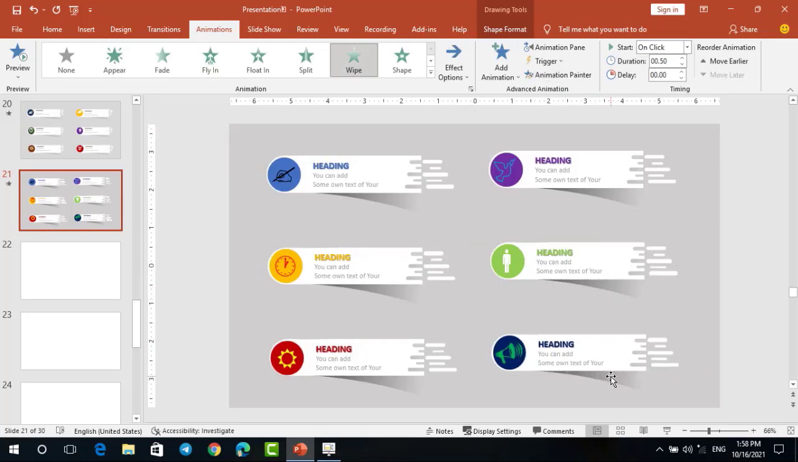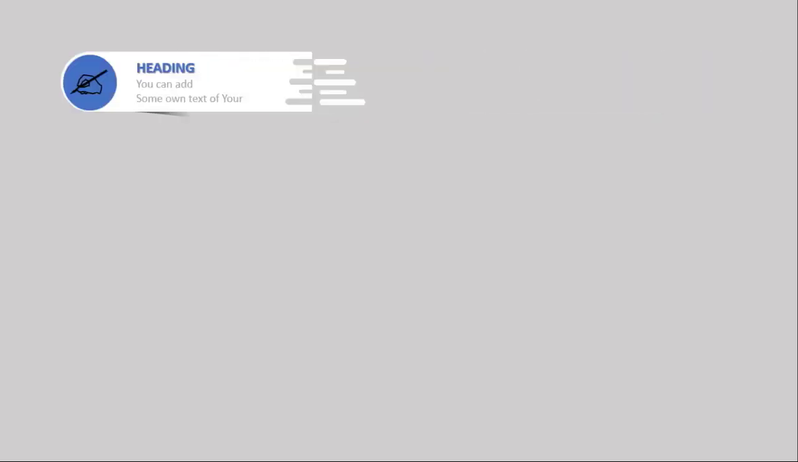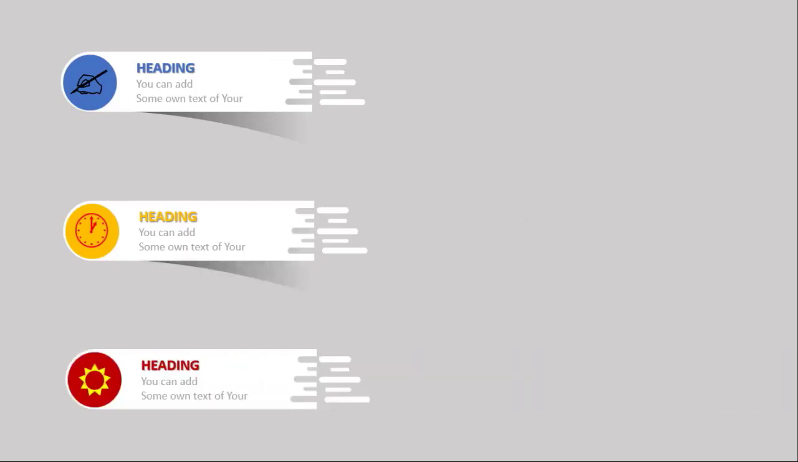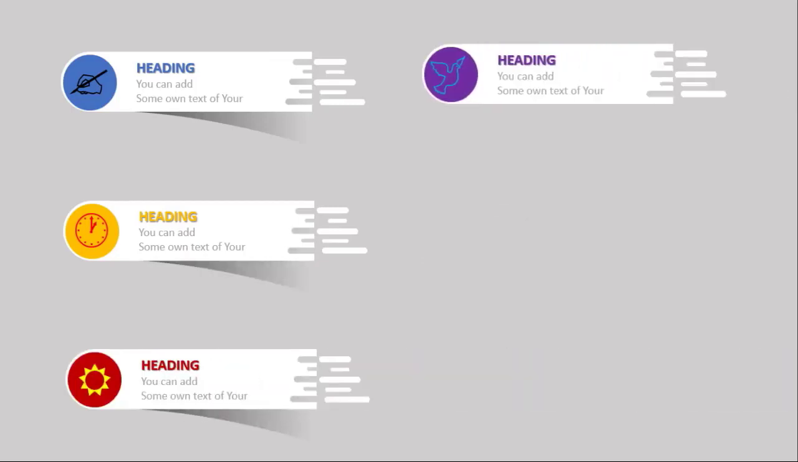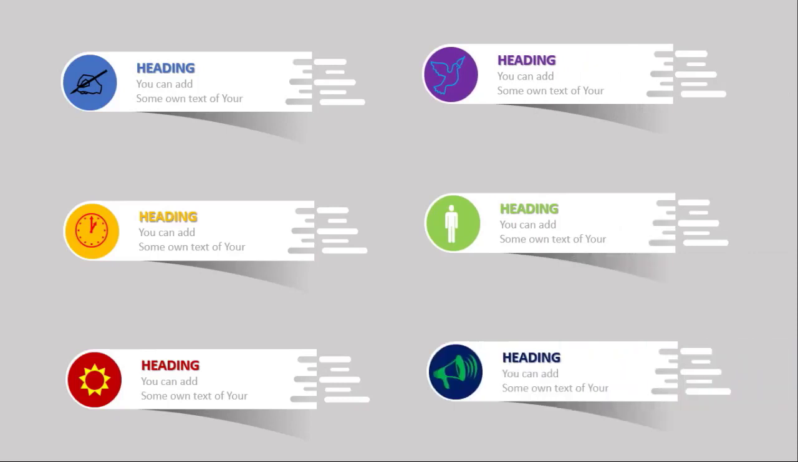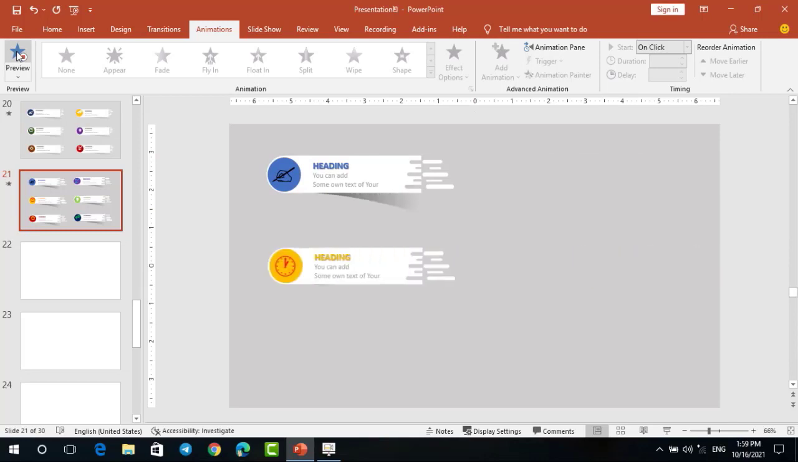Add animation already. Just make the slide already, and everyone starts slideshow, and no animation until I click here. Okay, the animation shows already. This is a sample for you. Can you make it by yourself?